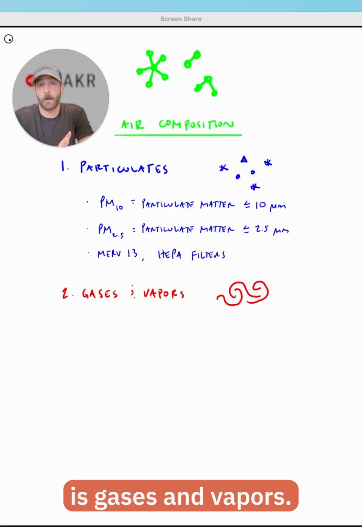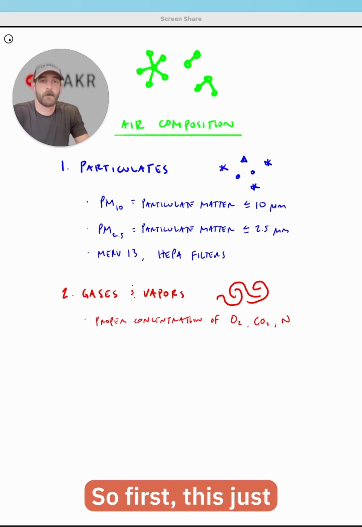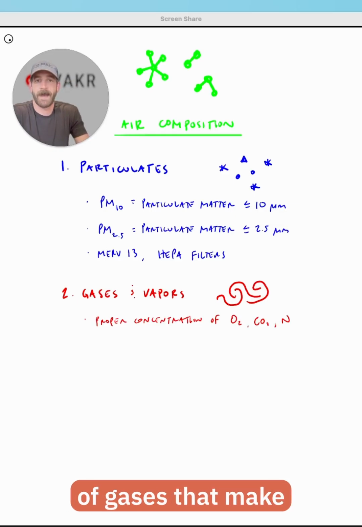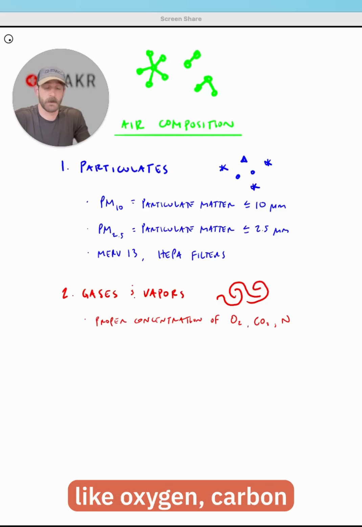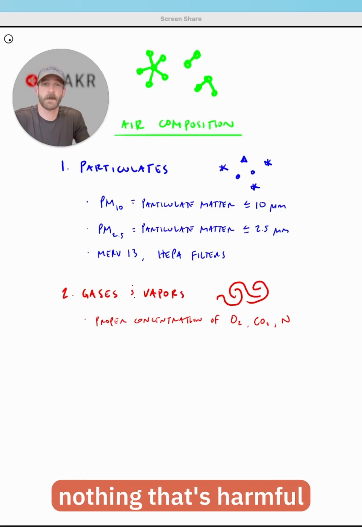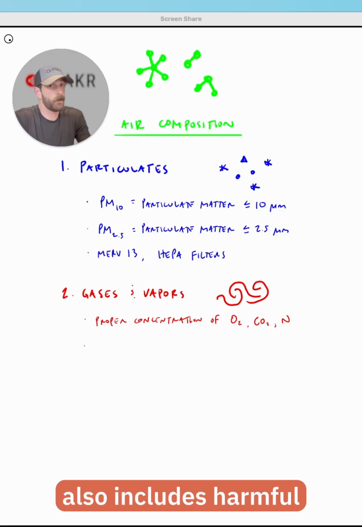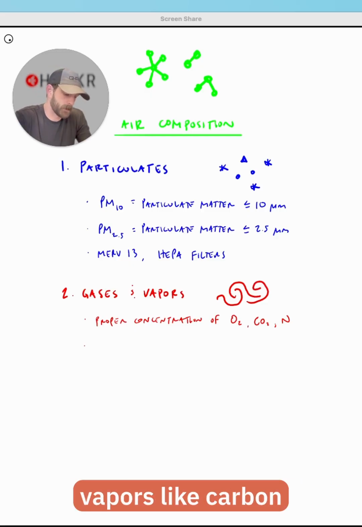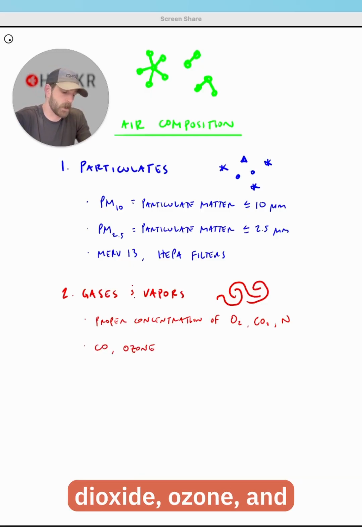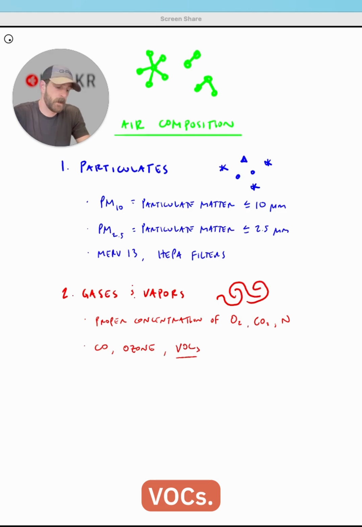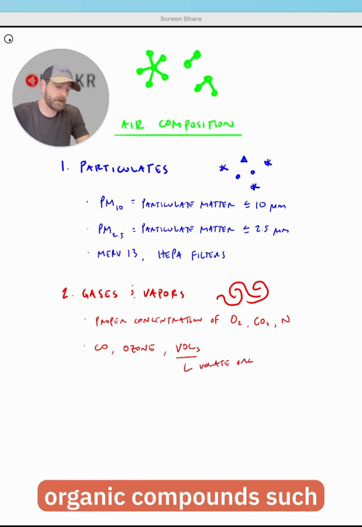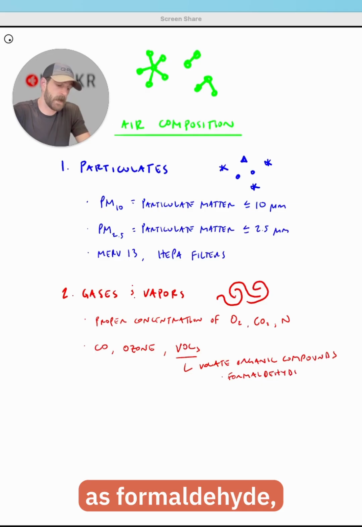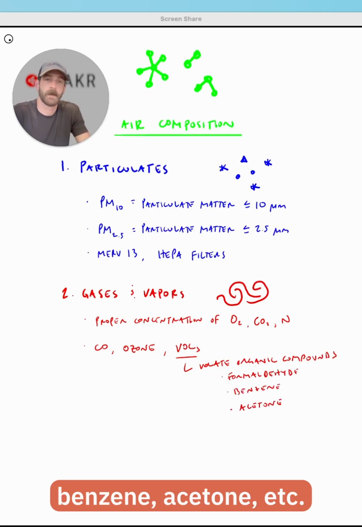The second category is gases and vapors. First, this just includes the concentration of gases that make up our air, and we want them to be in proper concentration, like oxygen, carbon dioxide, nitrogen, nothing that's harmful in and of itself. But it also includes harmful gases and vapors like carbon monoxide, ozone, and VOCs. VOCs are volatile organic compounds such as formaldehyde, benzene, acetone, etc.